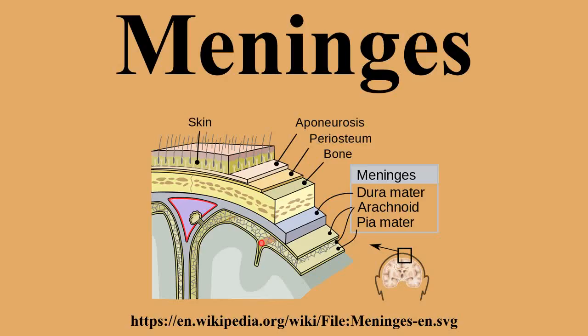The meninges, from ancient Greek mēninx, membrane, adjectival meningeal, are the three membranes that envelop the brain and spinal cord. In mammals, the meninges are the dura mater, the arachnoid mater, and the pia mater. Cerebrospinal fluid is located in the subarachnoid space between the arachnoid mater and the pia mater. The primary function of the meninges is to protect the central nervous system.